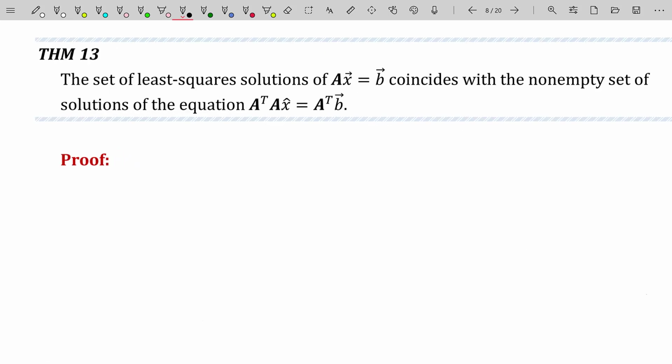Now that all being said, let's hop back to the theorem itself and ask ourselves, why is this true? Why is it the case that the set of least square solutions to Ax equals b coincides with the non-empty set of solutions of the equation A transpose A x hat equals A transpose b? Well, this is actually an if and only if. It's just not written that way, but it technically is. We're saying that if x hat is a least square solution of Ax equals b, then A transpose A times x hat must equal A transpose b.